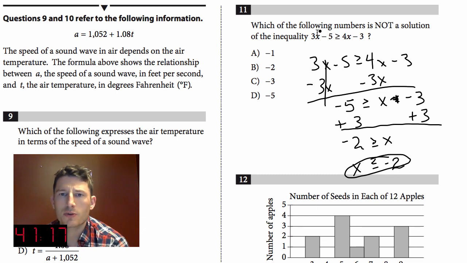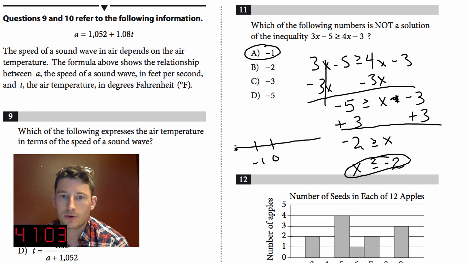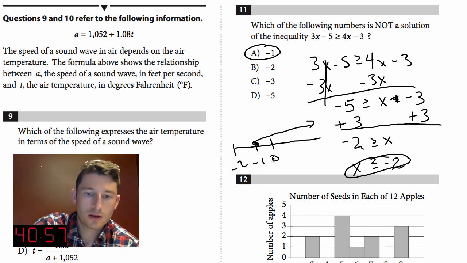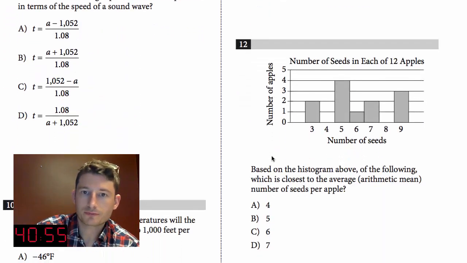Okay, so what does it want to know? Which of the following numbers is not a solution? So anything that's greater than negative 2. Well, the only one bigger than negative 2 is negative 1. Because remember, on the number line, if that's 0, that's negative 1, that's negative 2. These are the bigger numbers going that way. Okay? All right, so let's go to number 12.